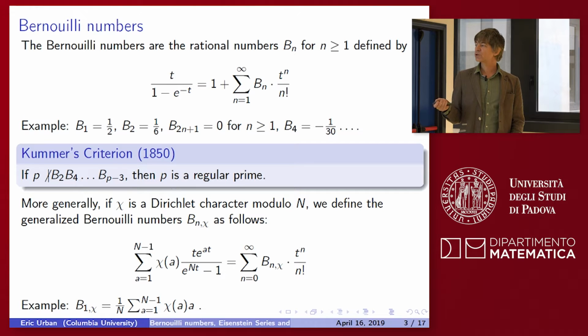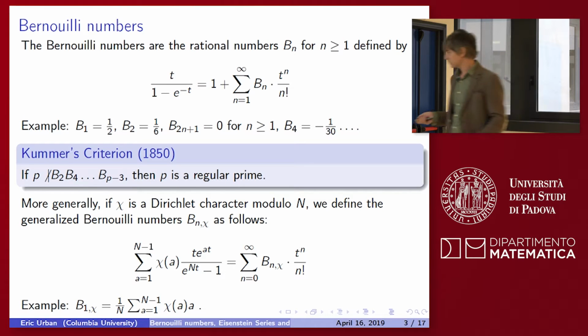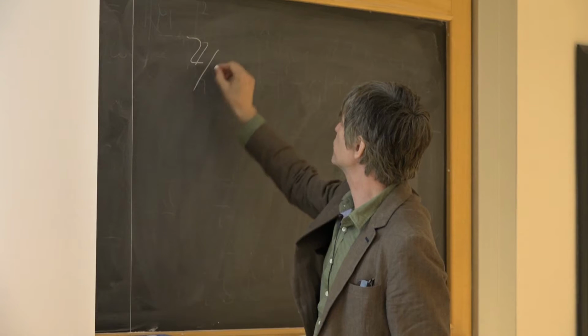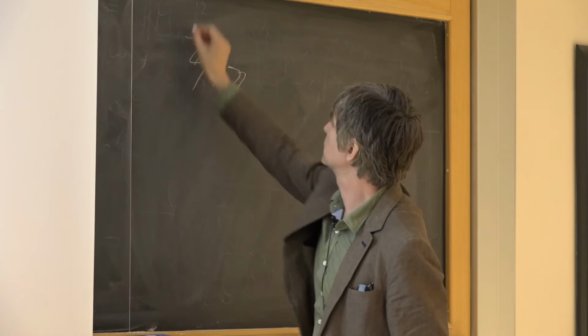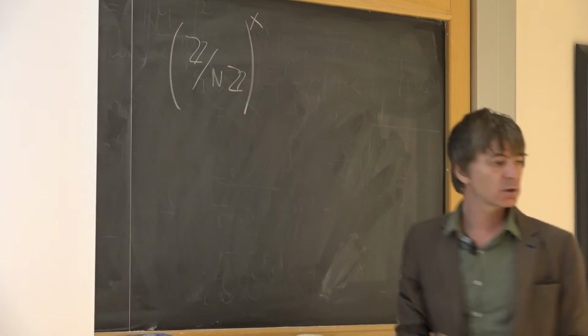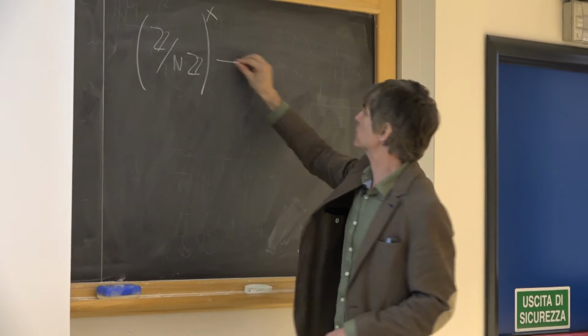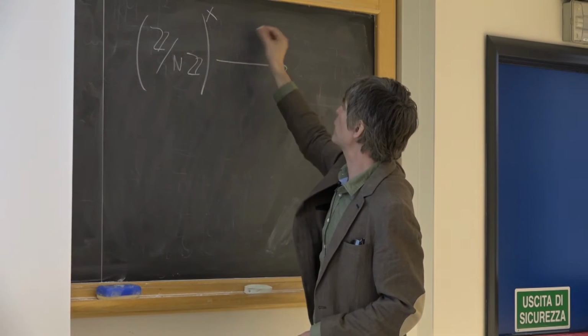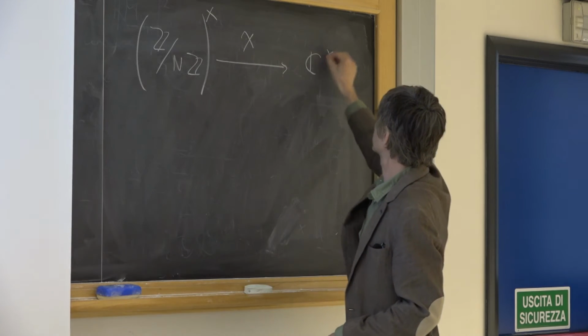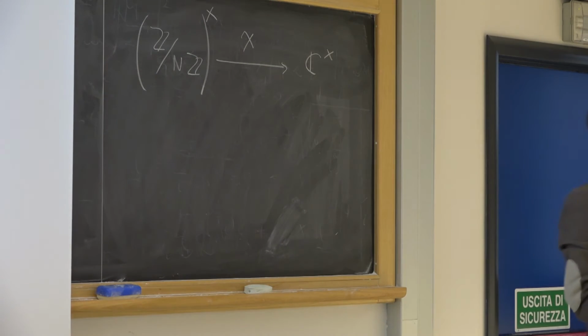So you take chi, a Dirichlet character modulo n. So what is that? You just consider the group Z mod nZ, and you take the invertible elements, and the Dirichlet character is just a group homomorphism from this group to C cross. Okay.